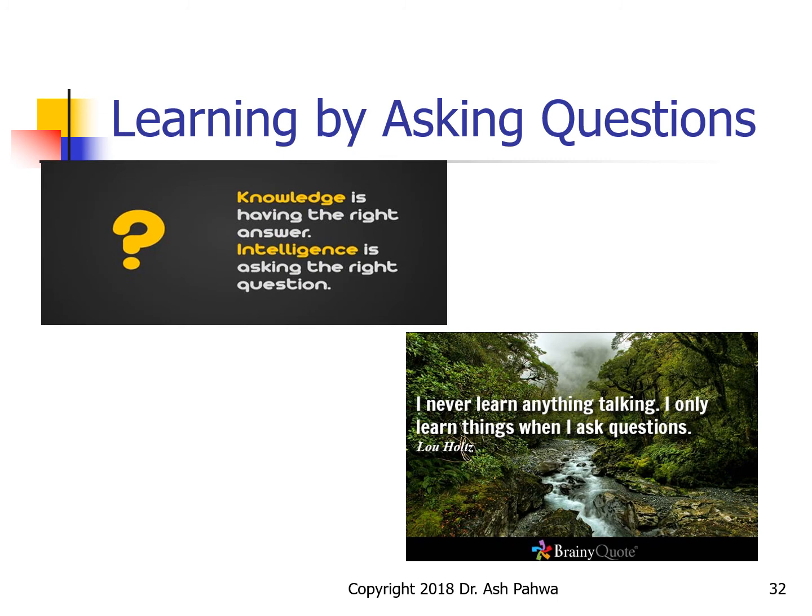There are also some proverbs that we hear all the time: knowledge is having the right answer, intelligence is asking the right question. And also, I never learn anything talking; I only learn things when I ask questions. These are very famous words said by big philosophers, and that is true, and that is exactly the strategy that we use when we build decision trees.